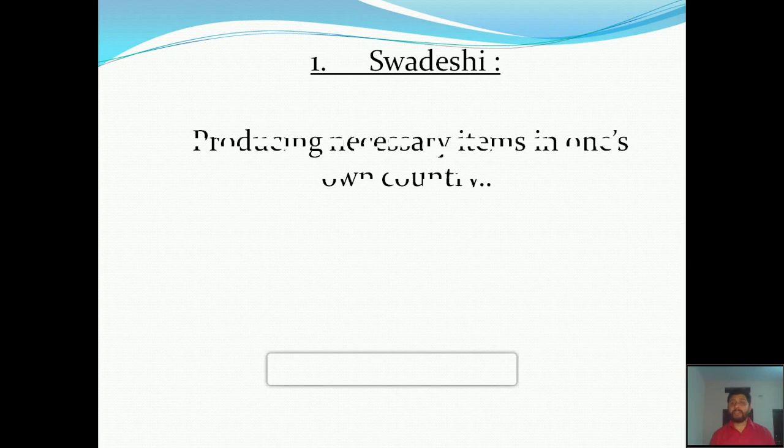So the first point is Swadeshi. What is meant by Swadeshi? Producing necessary items in one's own country. And what is the speciality of this one? Have you ever thought why the leaders implemented such a system in our country, Swadeshi, or producing necessary items in one's own country?